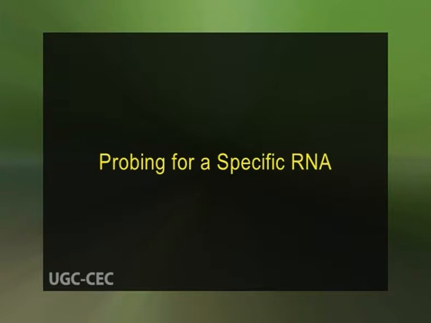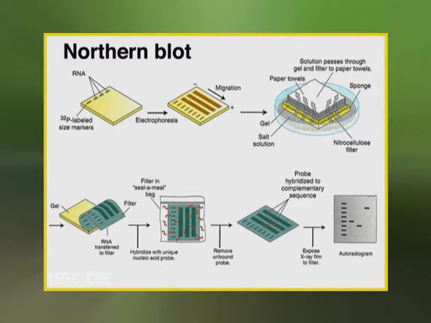Probing for a specific RNA. It is often necessary to determine whether a gene is being transcribed in some particular tissue. This determination can be accomplished by using a modification of the Southern analysis. Total mRNA is extracted from the tissue, fractionated electrophoretically and blotted onto a membrane. This procedure is called a Northern blot.